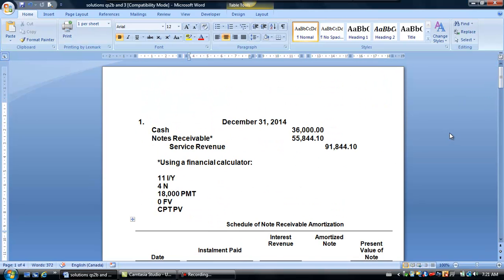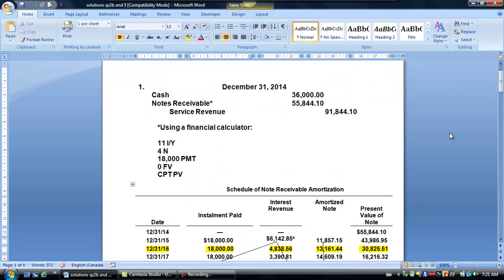Hi folks, welcome to our presentation on installment notes receivable where there's a down payment. In this case, Beggy Corporation agreed to give Zhang $36,000 for services provided by Zhang, and in return for the difference, Zhang took back a note.